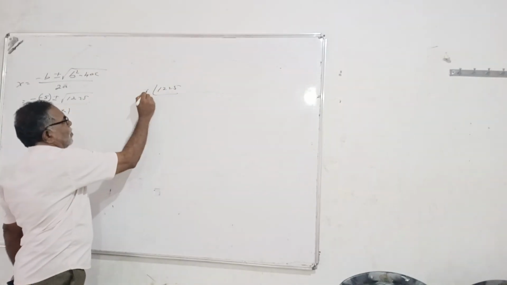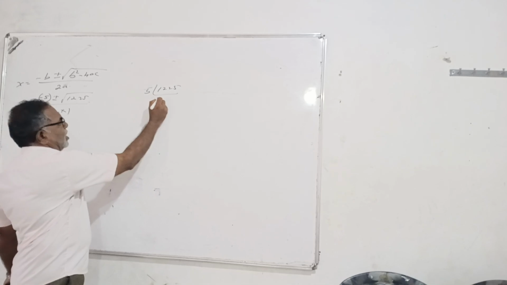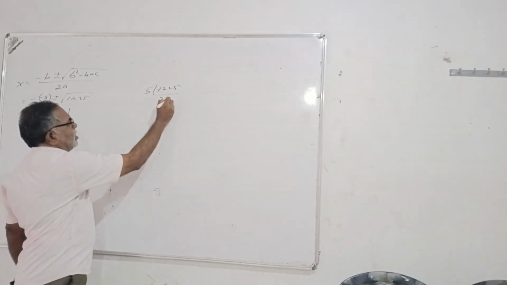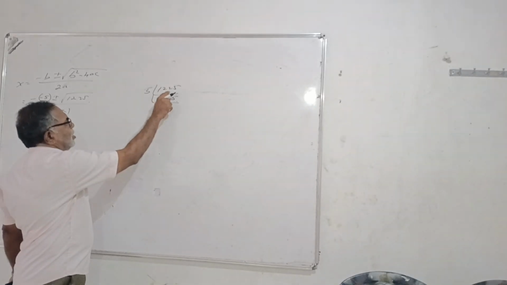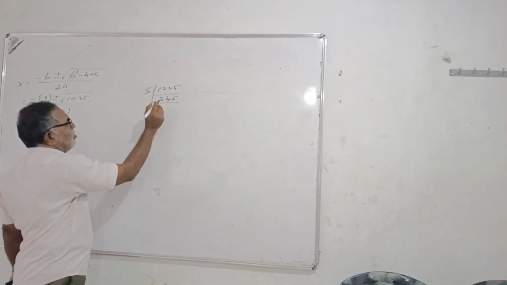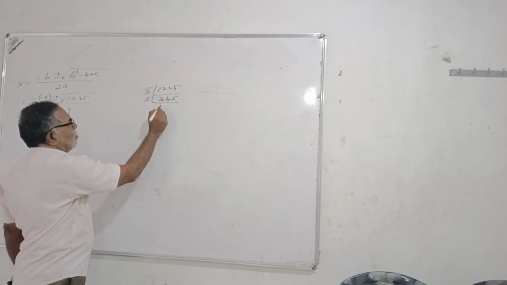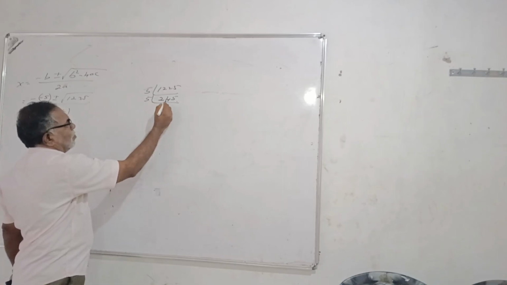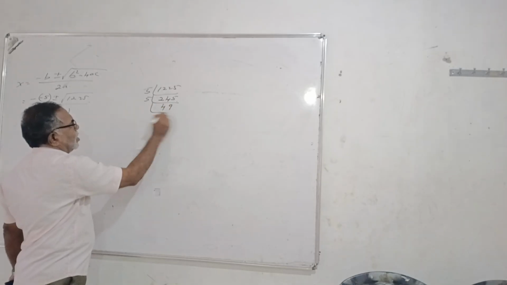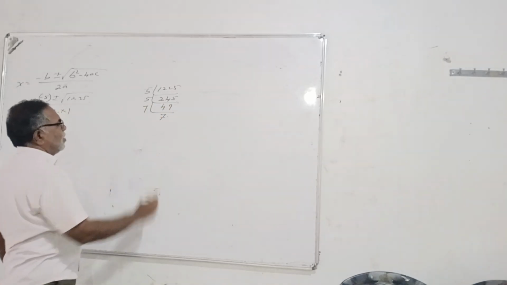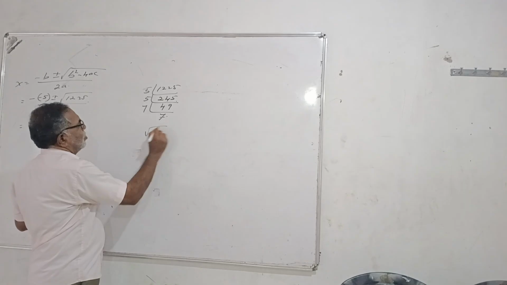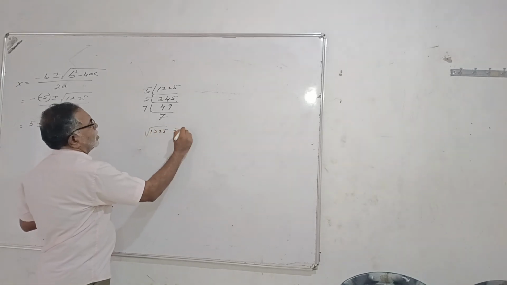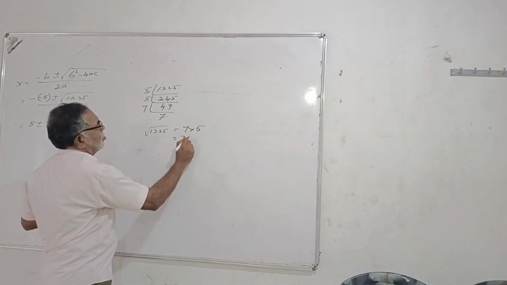1225. 5 2s are 10, 5 4s are 20, 5 2s are 10, 2 remain, 22, 4 4, 5 4s are 20, and 5, 5 4s are 20, 7 7s are 49. So square root is equal to 7 into 5. So square root of 1225 is 7 into 5, that is equal to 35.